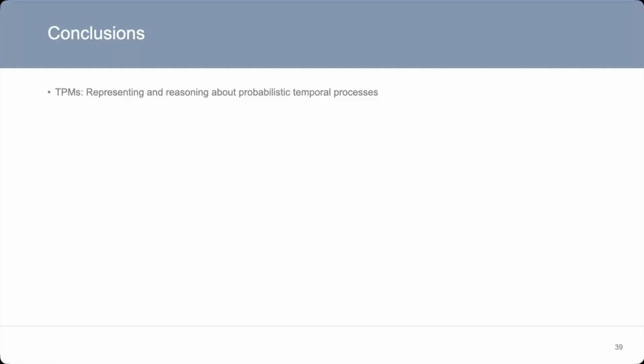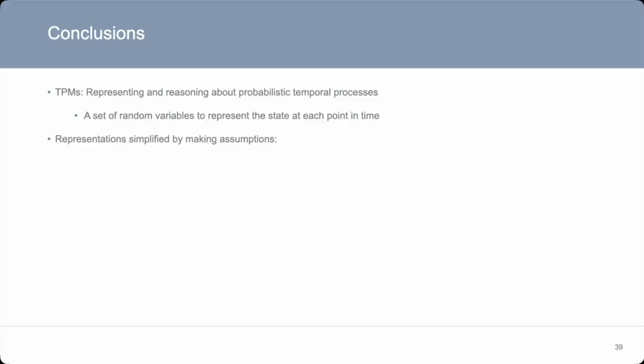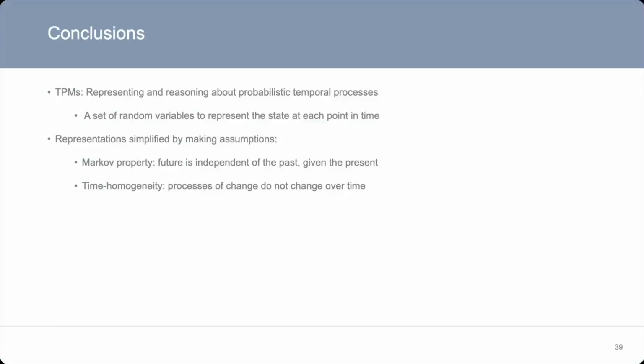In conclusion, we discussed temporal probability models, which provide a way of representing and reasoning about probabilistic temporal processes. A TPM involves a set of random variables to represent the state at each point in time. Representations can further be simplified by making some assumptions. The first assumption is the Markov property, that is, the future is independent of the past given the present. And time homogeneity, that is, processes of change themselves do not change over time.